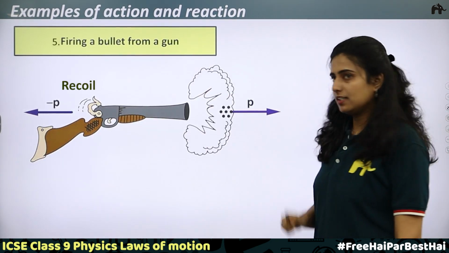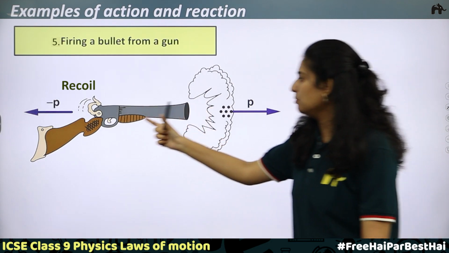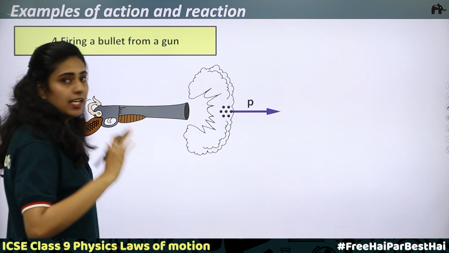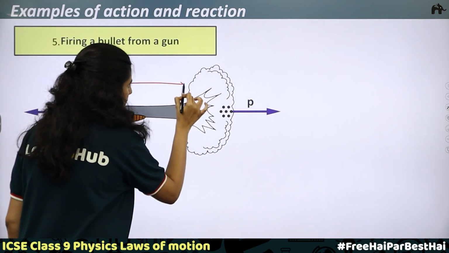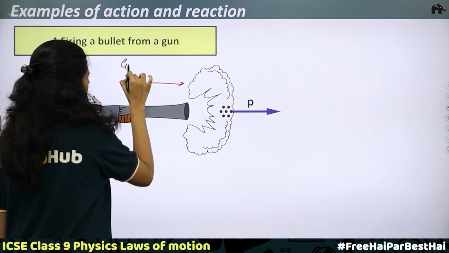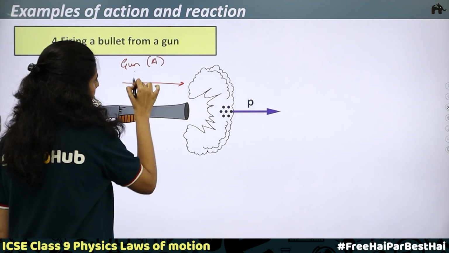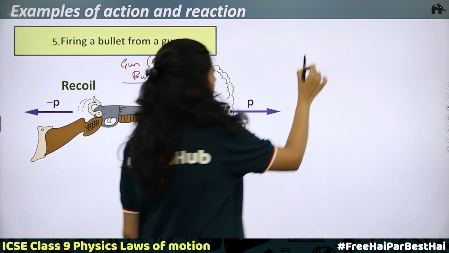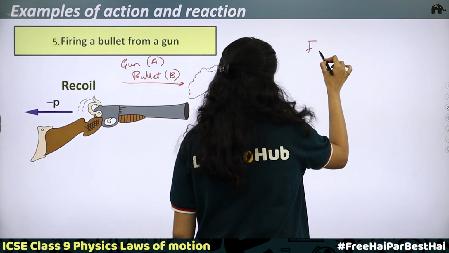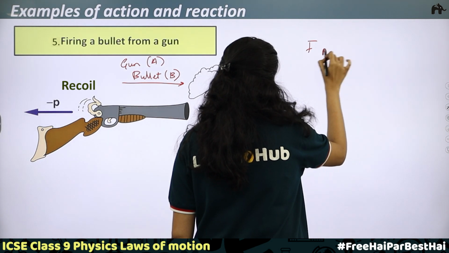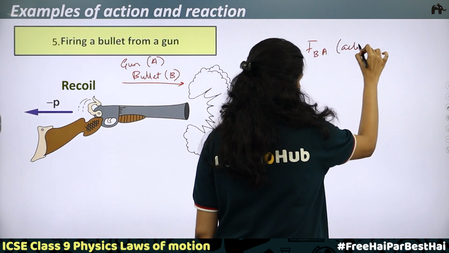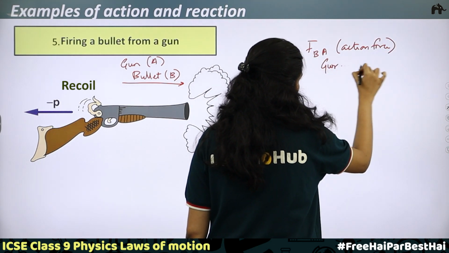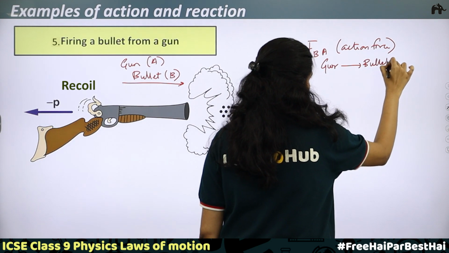Firing a bullet from a gun. This is a very important example. So when a man fires a bullet, the gun is applying a force on the bullet. In which direction does the bullet move? The bullet is moving in this direction. Here we will take the gun as object A and the bullet as object B. So FBA is the action force. That is the force applied by the gun on the bullet, and the bullet is moving forward.